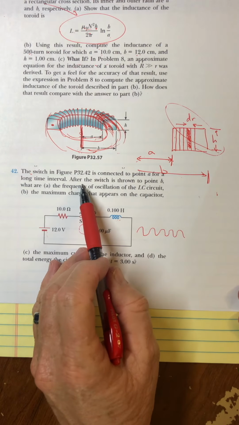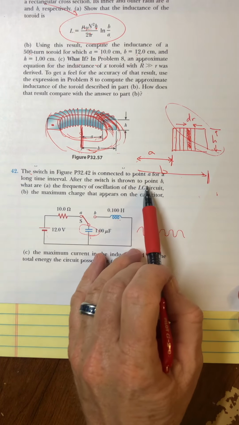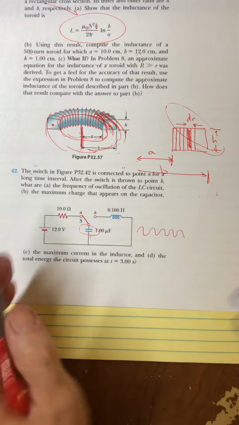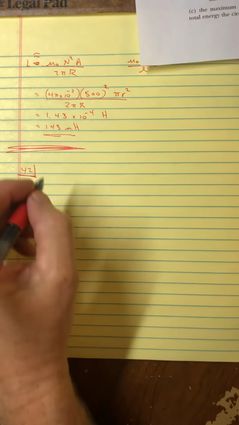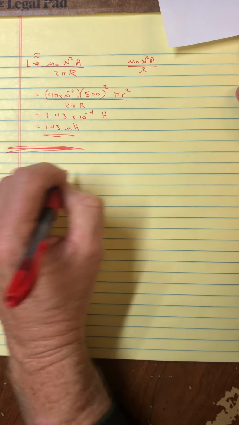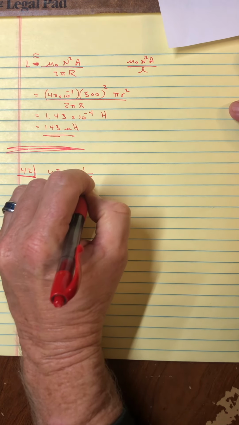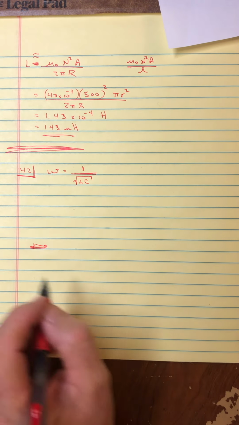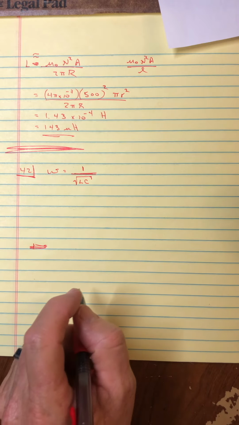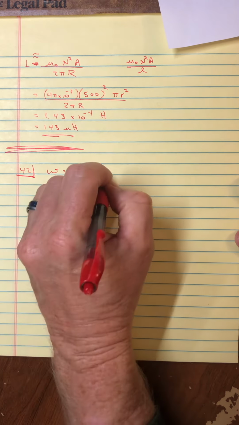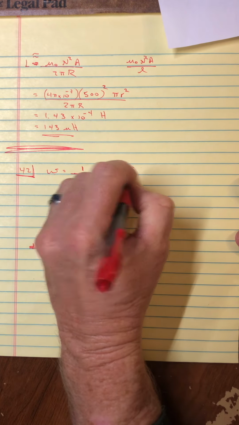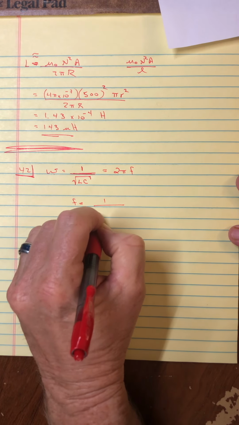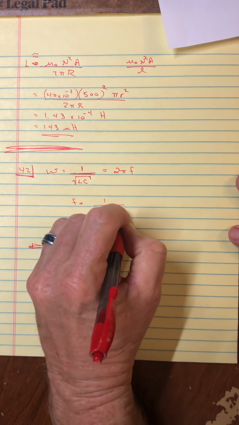Okay. So after the switch is thrown to B, what is A, the frequency of the oscillations of the LC circuit? Okay, well, that's probably the easiest one because the omega was 1 over the square root of LC. If you remember, we worked out that second-order differential equation by inspection. Now, I think they asked for the frequency, not the angular frequency. So let me replace omega with 2 pi f. And so the frequency would be 1 over 2 pi times the square root of LC.